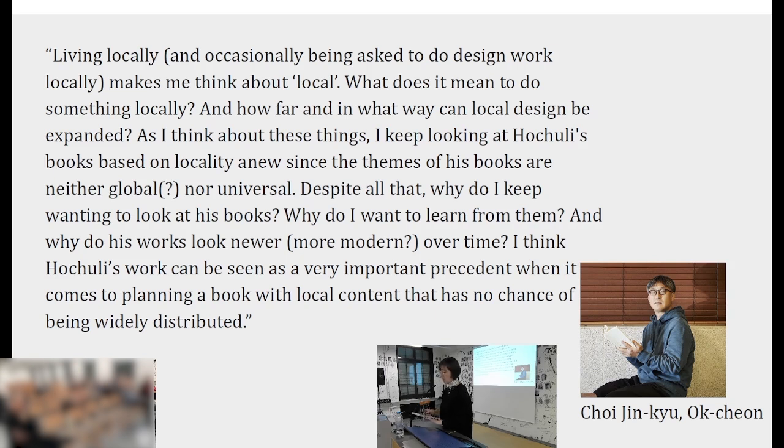Despite all that, why do I keep wanting to look at his books? Why do I want to learn from them? And why do his works look newer and even more modern over time? I think Hochuli's work can be seen as a very important precedent when it comes to planning a book with local content that has no chance of being widely distributed.